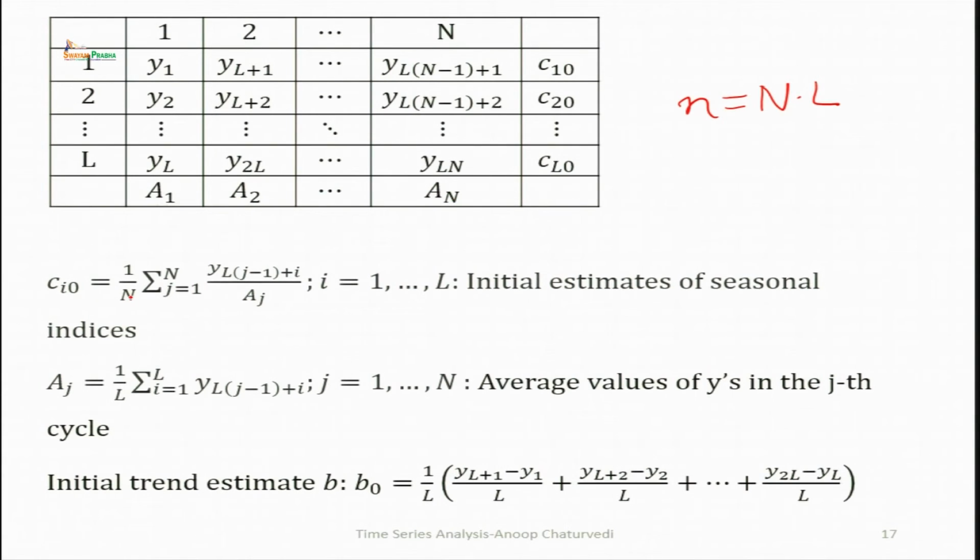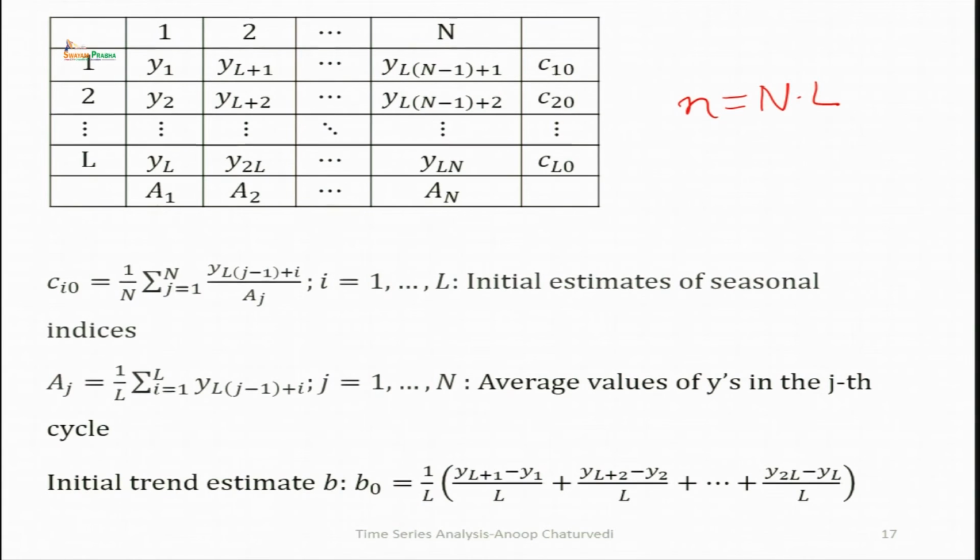And similarly, you define C_i naught here. You divide each observation by the mean of that column to which that observation belongs, and then you take the arithmetic mean of those quantities. So, C_i naught is the initial estimate of seasonal indices, and A_j is the average value of y's in the jth cycle.